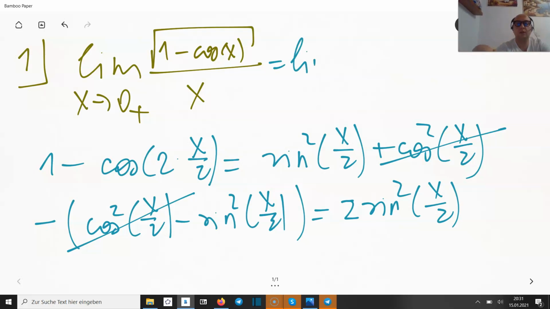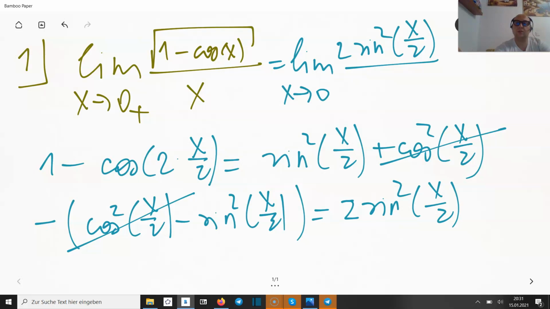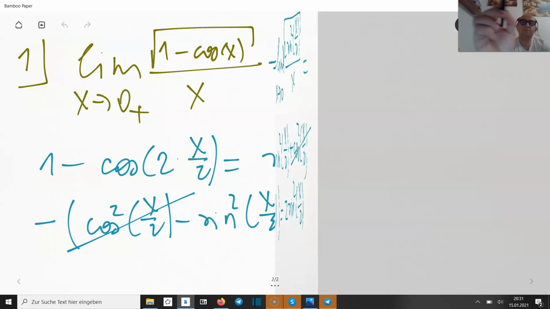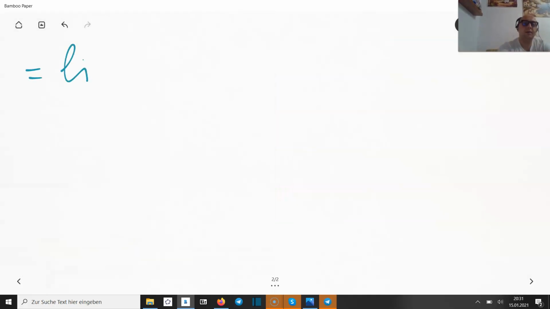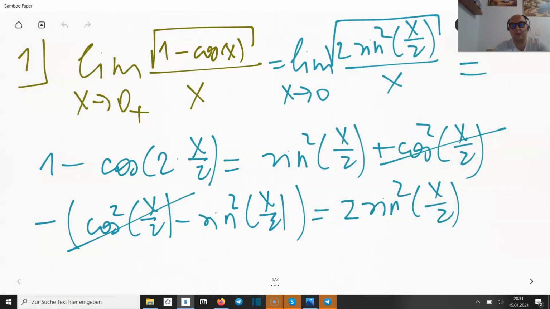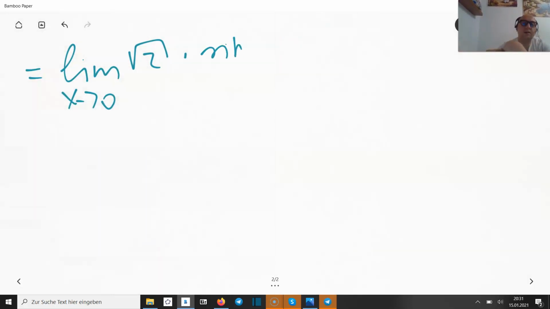So we are getting to limit x towards 0, 2 sine squared of x divided by 2 divided just by x. And we're taking the square root out of this. Now you see why I was doing this, because we are now having limit x towards 0. We get square root of 2 separately. Square root of the sine squared is just sine itself, all right? So we just have sine of x divided by 2 divided over x.